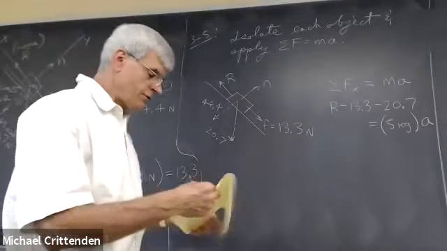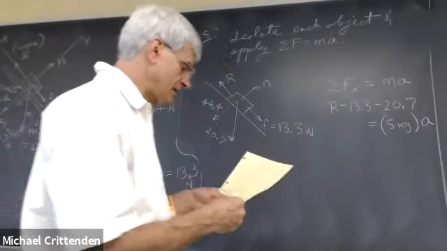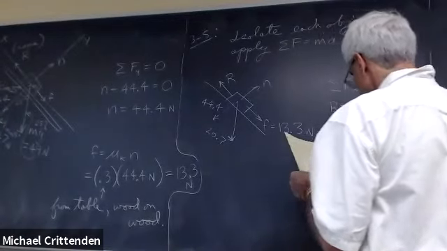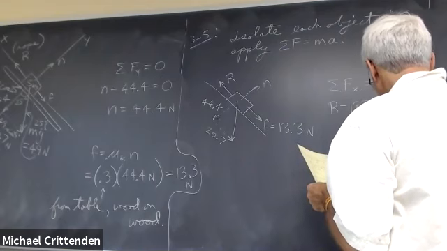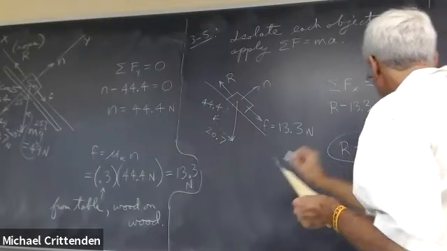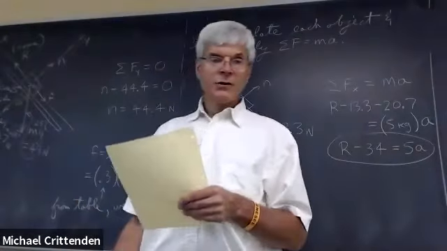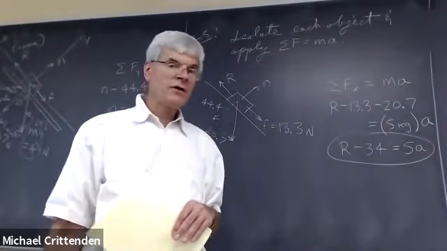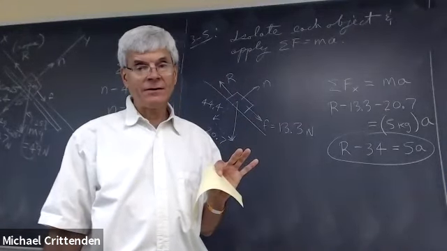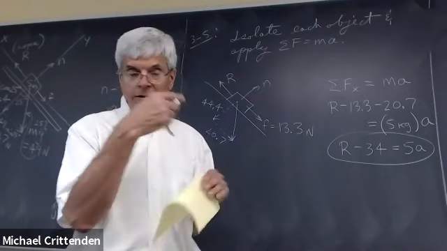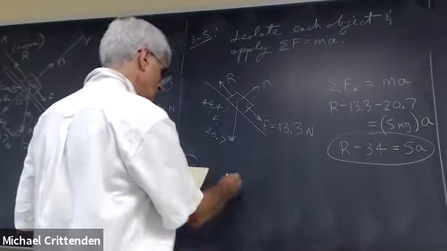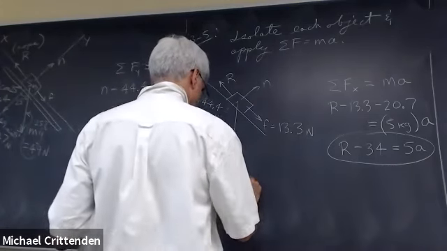And I can combine those two numbers to simplify things a little bit. I've got r minus 34 equals m a. That's one equation with two variables in it. Never going to solve that by itself. But we can get another constraint on the same two variables by looking at the other block. So maybe I can squeeze that in down here.